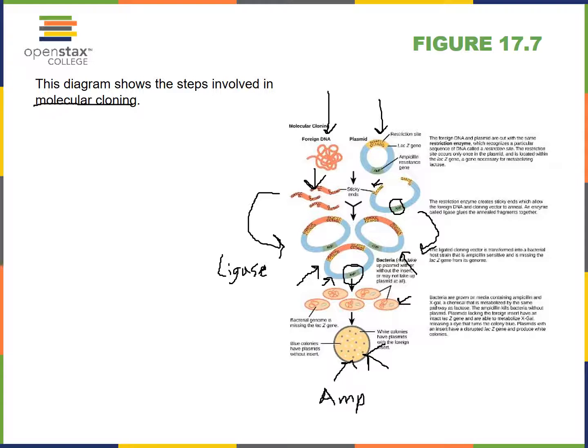Cloning is really how we use restriction endonucleases quite a bit more than in forensics. In forensics now, we typically do a DNA fingerprint, which uses PCR. It doesn't use the fragmentation of DNA.